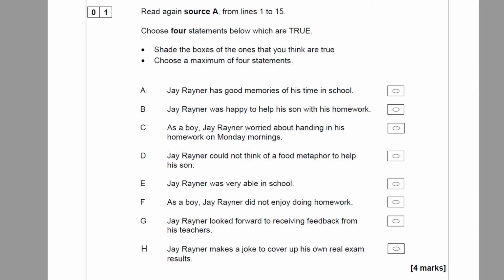So this is what a typical question looks like, very straightforward. You are told which source you need to focus on, and so far it's always been from the contemporary source, the modern one, and you're told which lines to look at. You are given 8 statements. Now we are told that 4 of them are true, and obviously meaning that 4 are false. It also tells you that you need to shade the boxes. Now this is very important because this question will actually be marked by a machine or a computer. So you need to shade in the lozenges on the right hand side. You can't just tick.